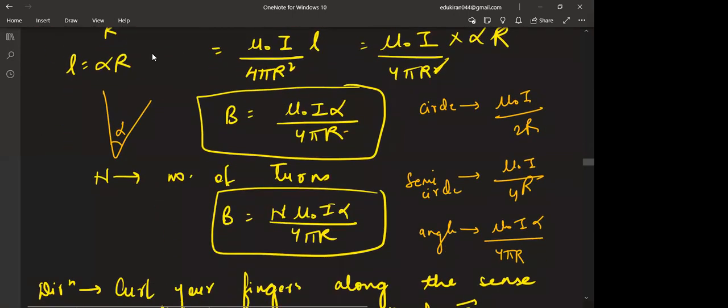All right, now regarding the circular wire. So you have a circle, you have a semicircle, and then a random arc, which is subtending a certain angle at the center. If we are talking about a circle at the center of the circle, which has radius r, with current I flowing across the circle, the magnetic field is given by the formula mu naught I divided by 2r.